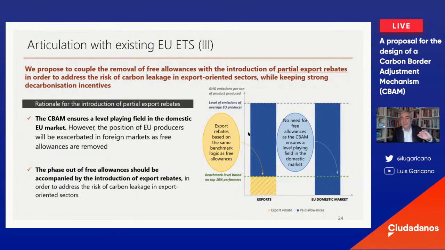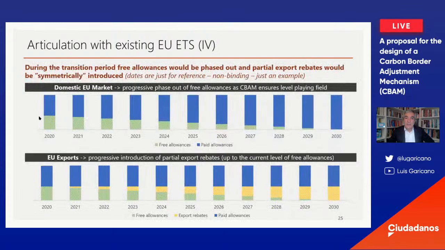Okay. So I was telling you, in the domestic market, we are eliminating the free allowances so that at the end, everybody has to buy a permit for all the carbon they pollute. In the export market, we're going to be little by little reducing the free allowances, the same as in the domestic market, but we're going to be increasing the export rebates simultaneously so that the exporters have neither lost nor gained competitiveness as a result of this change.